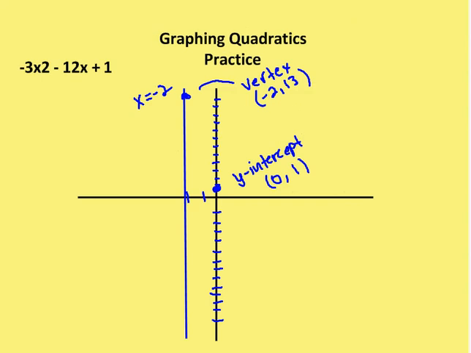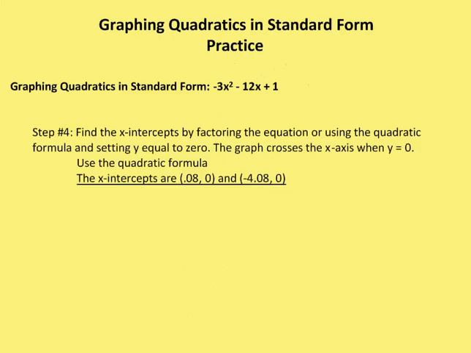It's at 0, 1. All right, step number 4 is I'm going to find the x-intercepts by factoring the equation or using the quadratic formula and setting y equal to 0. So the graph crosses the x-axis when y is equal to 0. So I'd want to rewrite the equation as negative 3x squared minus 12x plus 1 is equal to 0.